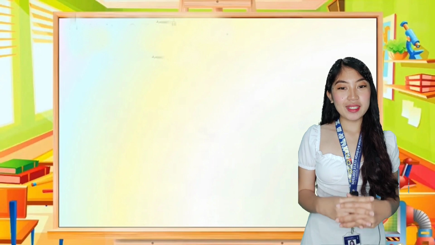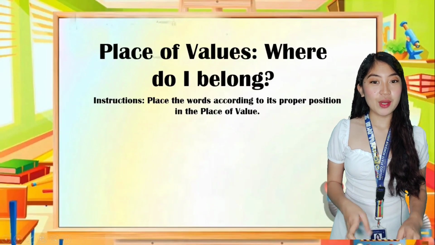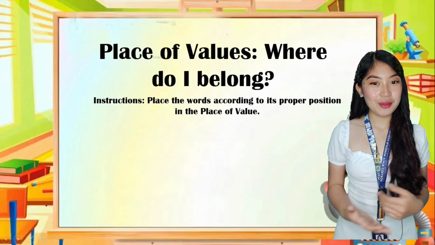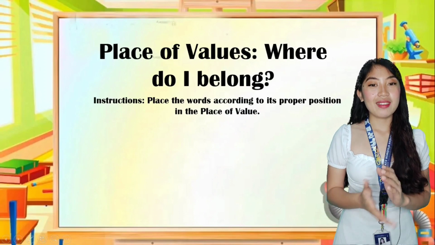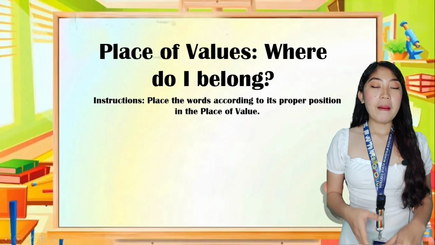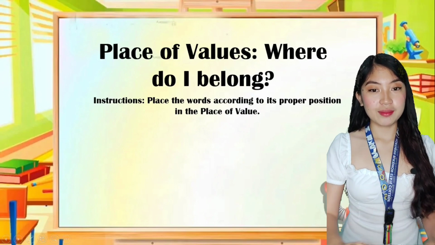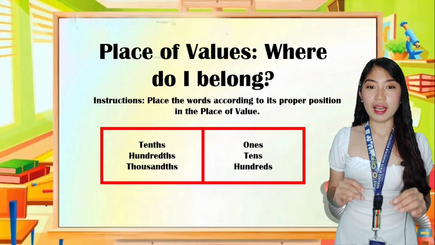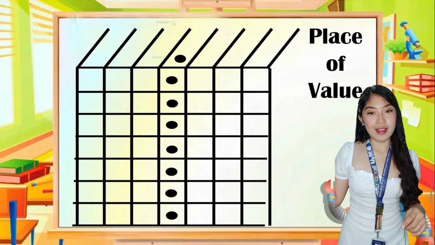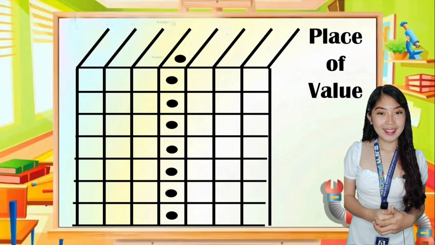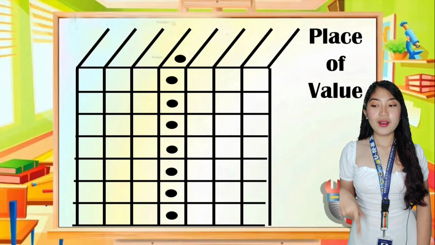So, before we begin our discussion this morning, let's have a game first. The game is called Place of Values, Where Do I Belong? Are you familiar with that game? No? Okay, so just stay still. I'll be sharing with you the instruction. The instruction is, place the word according to its proper position in the place of values. Get the words and put them in the exact place where they belong in the place of values. Do you get it? Okay, so whoever raises his or her hand first will be the one to answer.